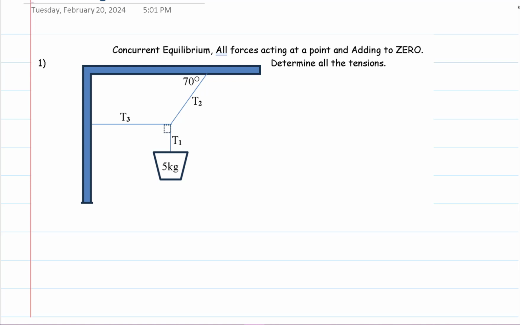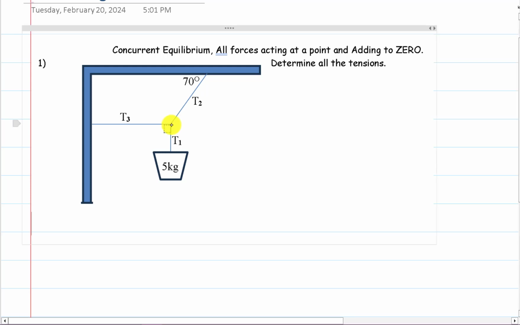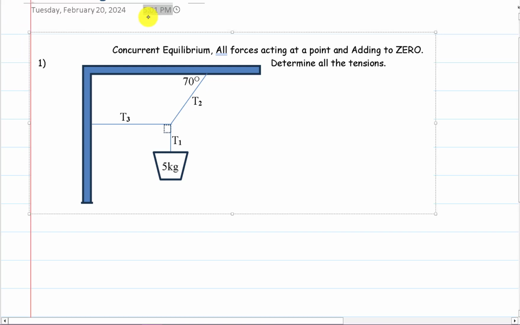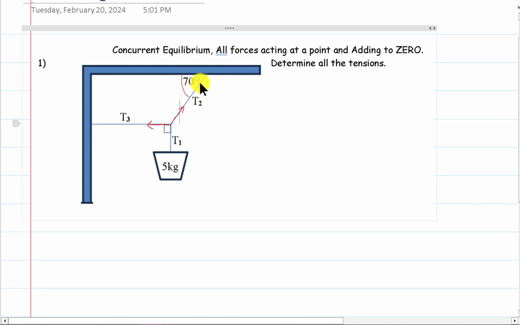All forces acting at a point is what concurrent is. Here we have a 5 kilogram mass hanging from a rope, T1. There's a knot in the center, and the forces are pulling up this way, T2, and that one is T3. This one meets with the ceiling at a 70-degree angle. What are the tensions in all the ropes?